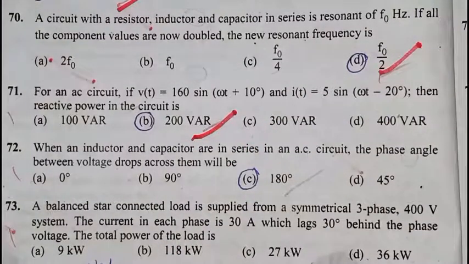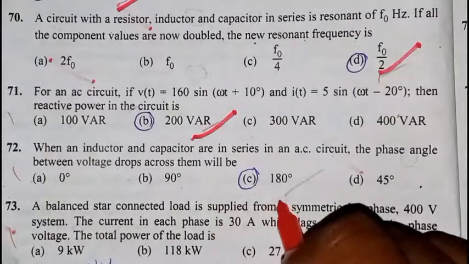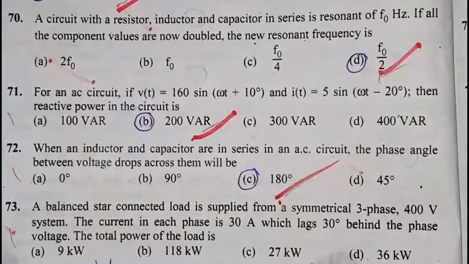Question number 72. When an inductor and capacitor are in series in an AC circuit, the phase angle between voltage drops across them will be. Answer option C, 180 degrees. Question number 73. A balanced star connected load is supplied from a symmetrical 3-phase 400 volt system. The current in each phase is 30 amps, which lags 30 degrees behind the phase voltage. The total power of the load is. Actually, there is no answer in the given options. So, left this question.